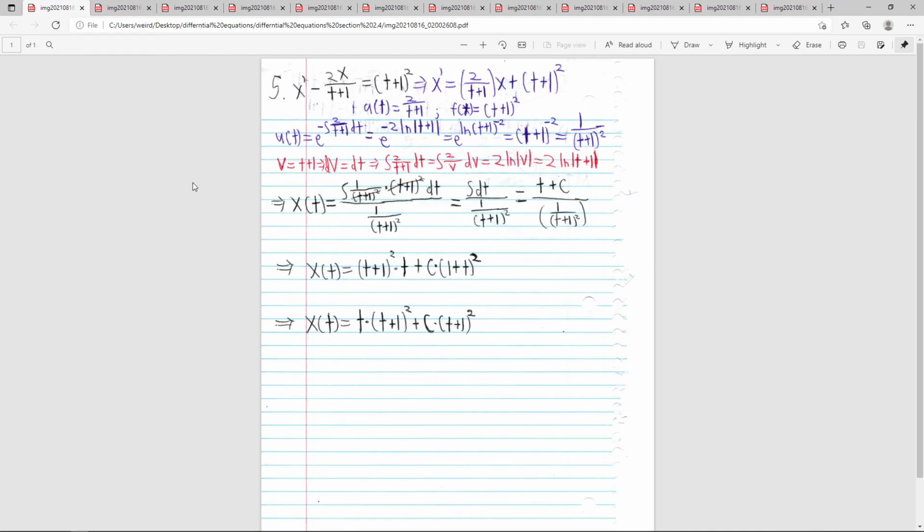In this one, we do x prime minus 2x divided by t plus 1 equals t plus 1 squared. In this one, the expression, of course, is t plus 1 squared. So we again just isolate x prime, and then we go from there. So 2 divided by t plus 1 is obviously the a of t when we have it in this form. And f of t is just t plus 1, the expression, squared.